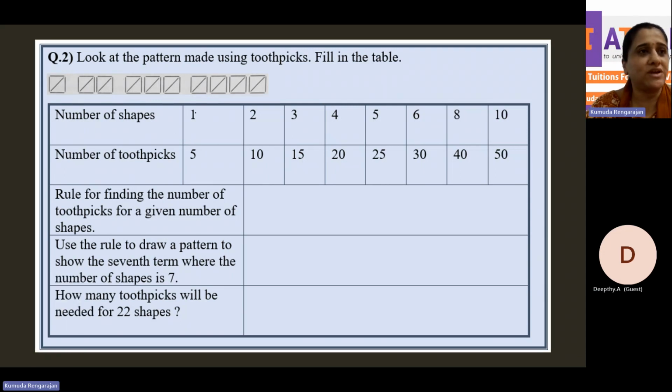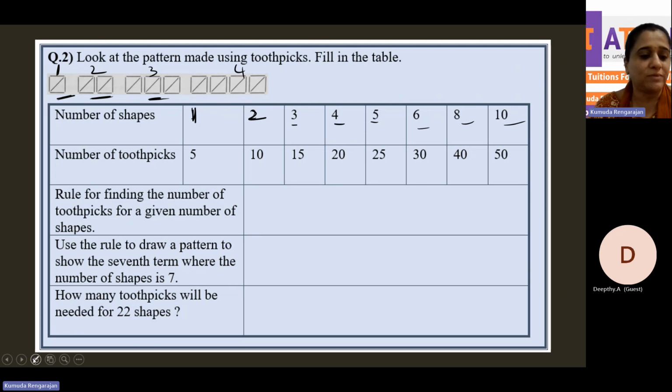See here, number of shapes. Can you see the number of shapes? One shape in the first term, 2 shapes in the second term, 3 shapes, 4, 5, 6, 8, and 10. This is one shape, this is 2, this is 3, this is 4, 5, 6, 8, and 10.